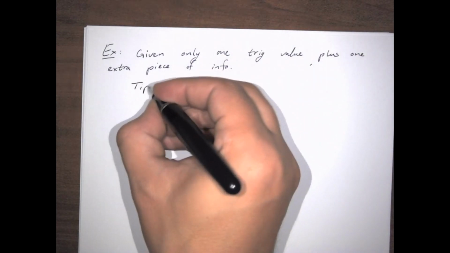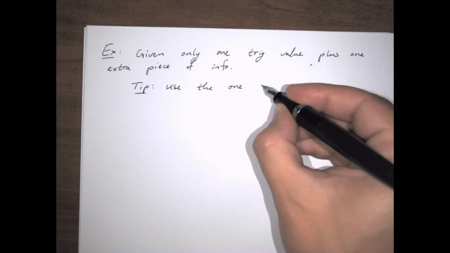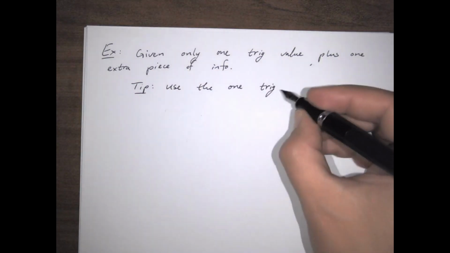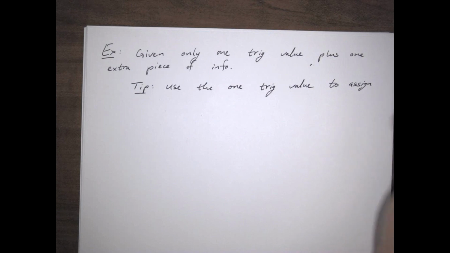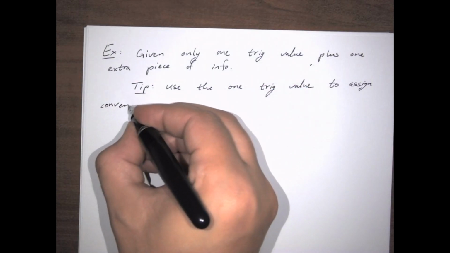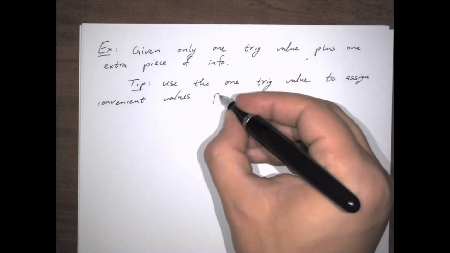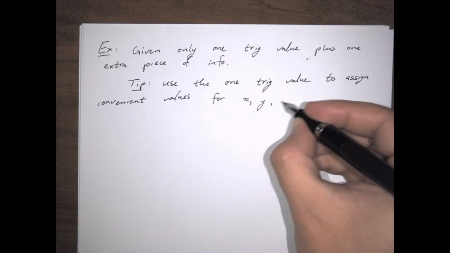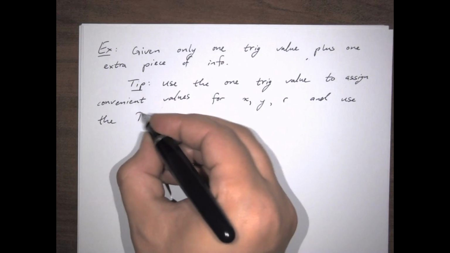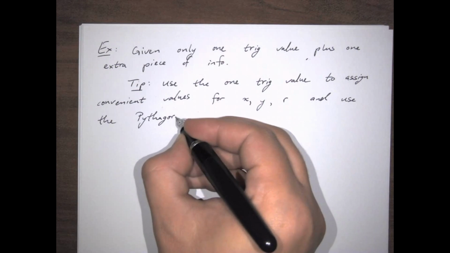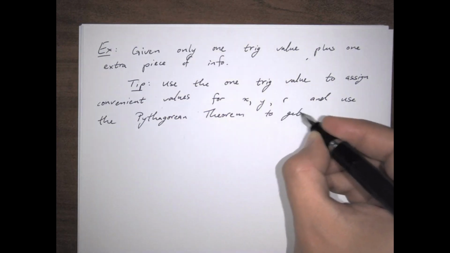And here the tip will be: use the one trig value to assign convenient values, and pick the values that would be most convenient for x, y, r, and use the Pythagorean Theorem to get the third.